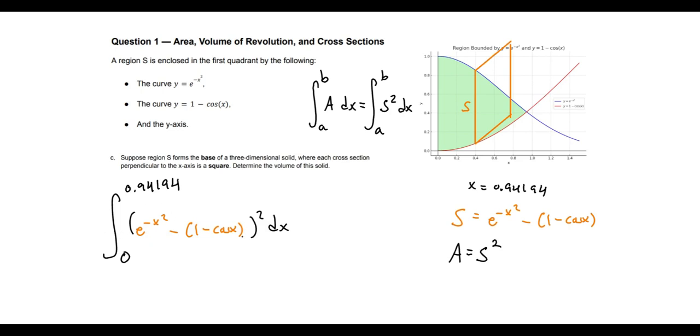This is what you're going to plug into your calculator. It's what you have to integrate. So once you do plug it into your calculator, you're going to get 0.461. And that is the answer.